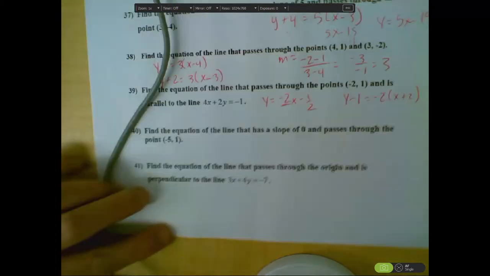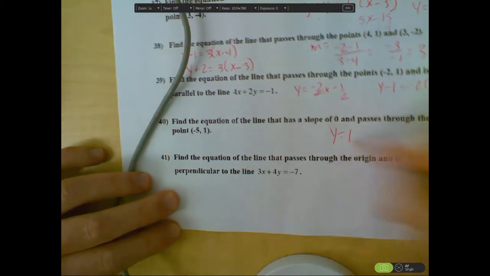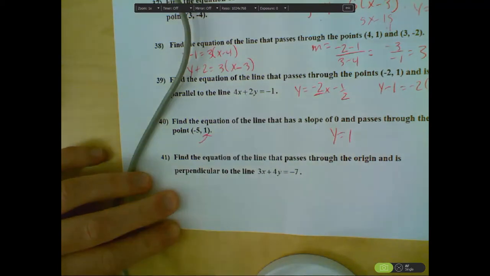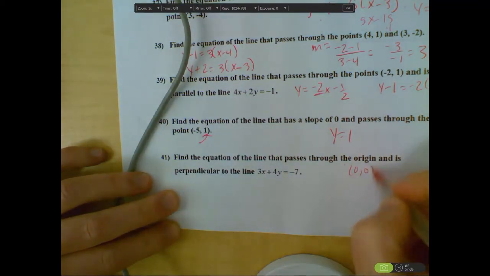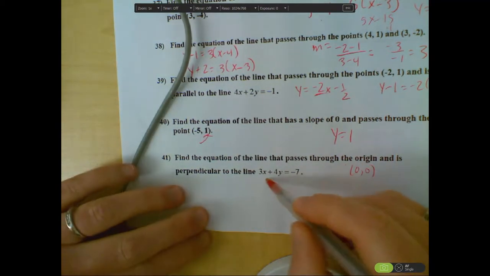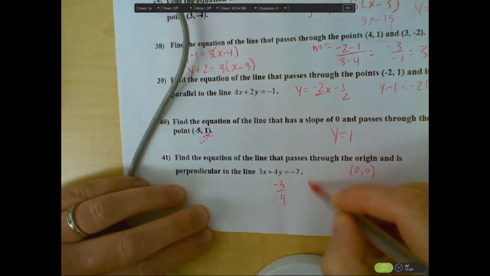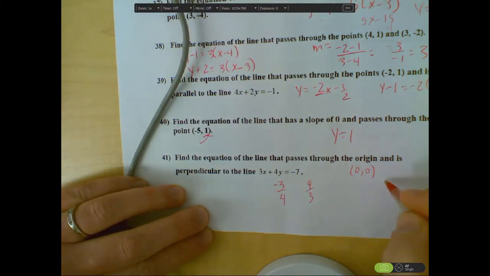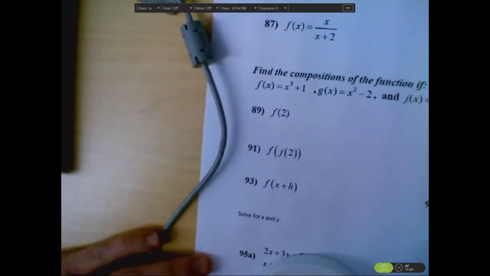Okay. Slope of 0, that's a horizontal line, so the equation is y equals a number, so y equals 1, because that's what y equals in this problem. Through the origin means it has to go through the point 0, 0. The slope of this line is negative 3/4, so the perpendicular has to be positive 4/3. So I'm going to do y minus 0 equals 4/3 times x minus 0. Just that.